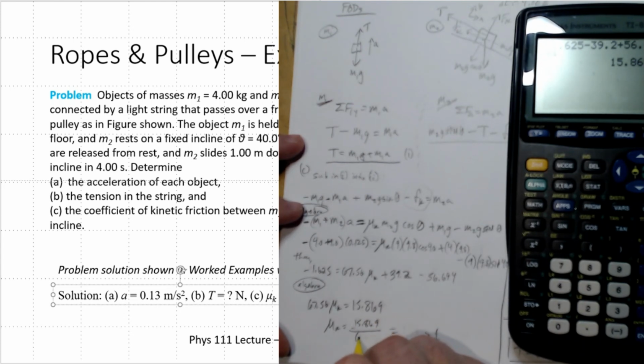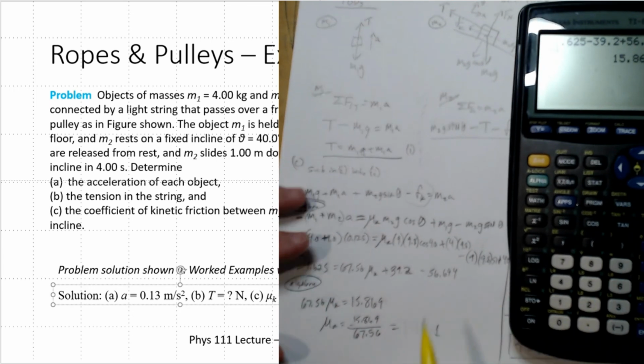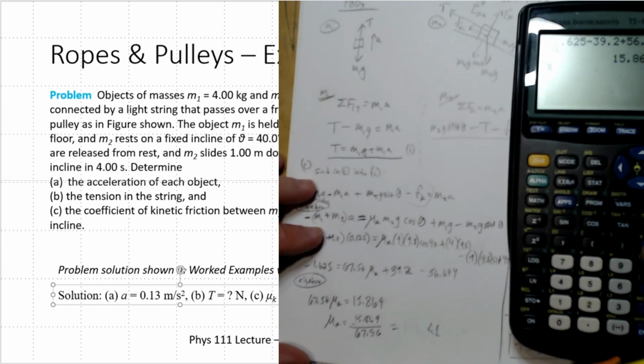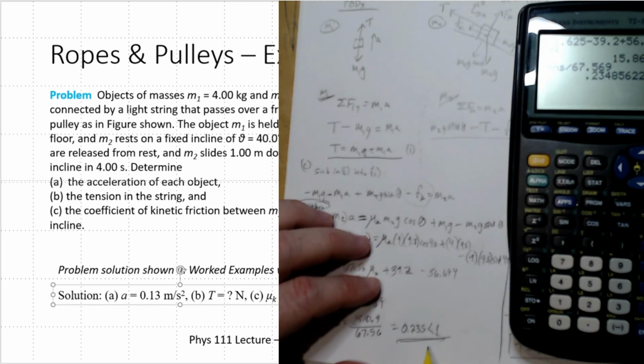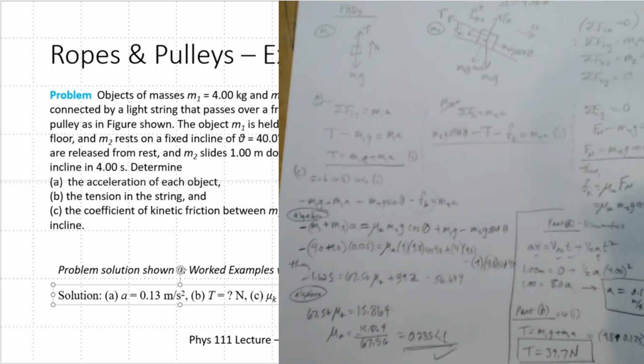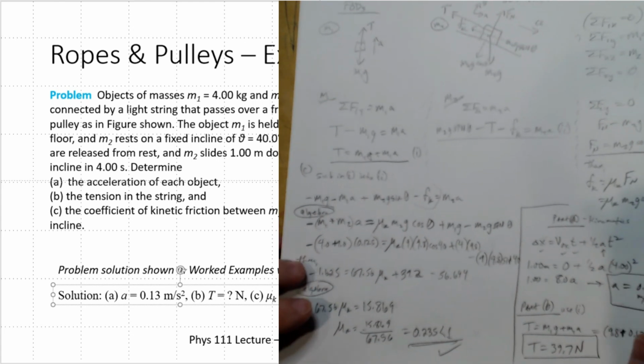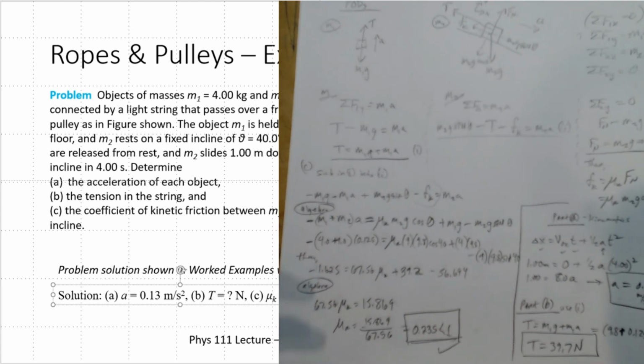Now we solve this and we get 15.869 divided by a bigger number. That's promising. This is going to give us something less than 1. Divided by 67.569, and we get 0.235. That's less than 1. That number makes sense. And it is, in fact, the correct answer for part C.